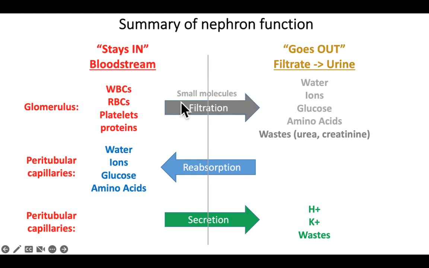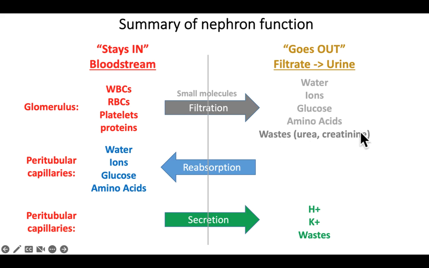So step one, filtration. So we're going to take things from the glomerulus. Remember, that's that capillary. We're going to filter them out into Bowman's capsule and then let it go into the tubules. Now, what doesn't get filtered stays in, right? We're going to leave it over here. So white blood cells stay in your bloodstream, red blood cells stay in the bloodstream, platelets stay in your bloodstream, proteins stay in your bloodstream. So basically, small molecules get filtered out of your blood. Those would be water, ions, glucose, amino acids, and wastes.